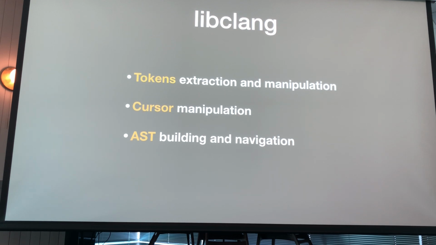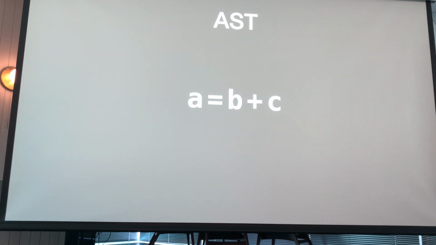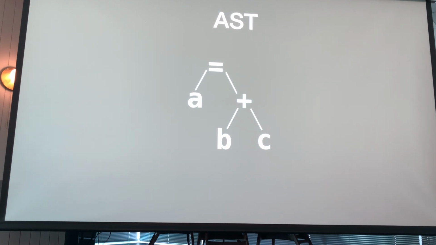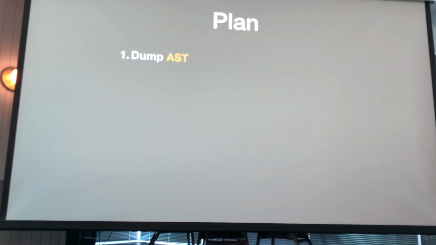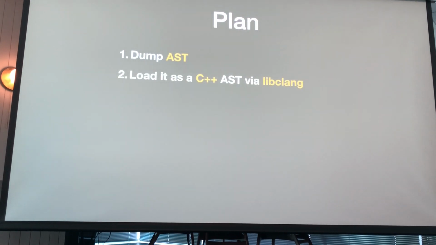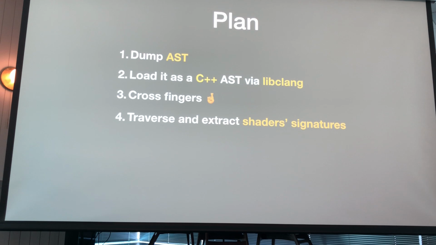What an AST is is known from the previous talk. You probably know, but just to quickly recap, an AST is an abstract syntax tree that represents your code as a tree of operations, just a better abstraction representation. I use the awesome Clang Swift wrapper library just to have a prettier, Swiftier API. And the plan was to dump the AST from the Metal compiler, load it as a regular C++ AST into libclang, hope that everything goes okay, traverse it and extract the shader signatures from the AST, and that's it.